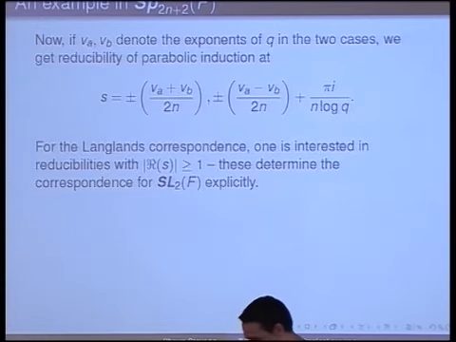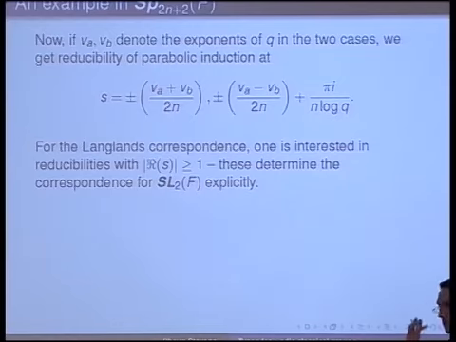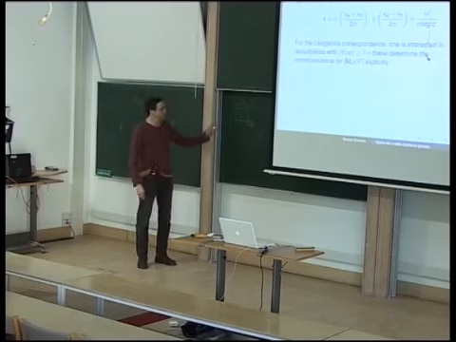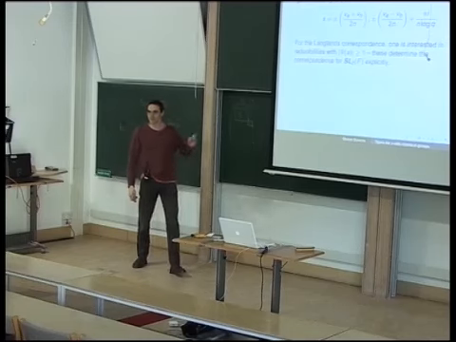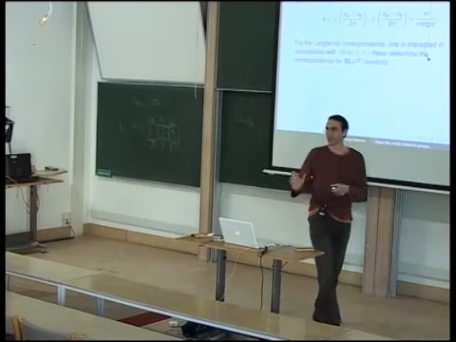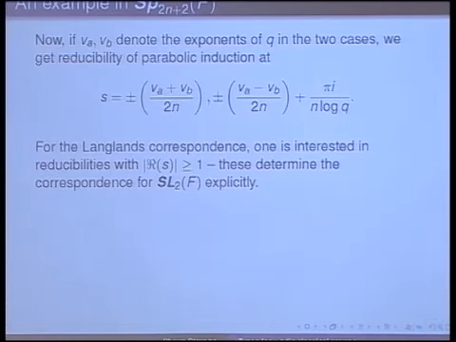So for the Langlands correspondence, the things that we're interested in is when you get reducibilities with real part of s greater than or equal to 1. Because these should determine the correspondence somehow. The times that you get reducibilities greater than or equal to 1, it's telling you something about a sort of base change from an SL to a GL somehow. You can identify from these what the Galois parameter should be in the Langlands correspondence.